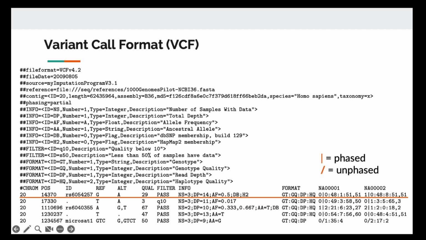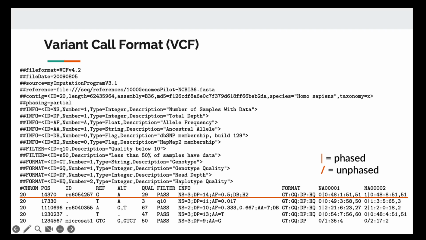GQ would be the genotype quality. So this will be the Phred score again, the Q score again. How much confidence do we have that this person has this genotype? So 48 is high. But sometimes, like for the second individual at the second variant, the data says that he or she is heterozygous, but the quality score is only 3. So we might not be able to trust this genotype assignment. So this second number is the quality score.